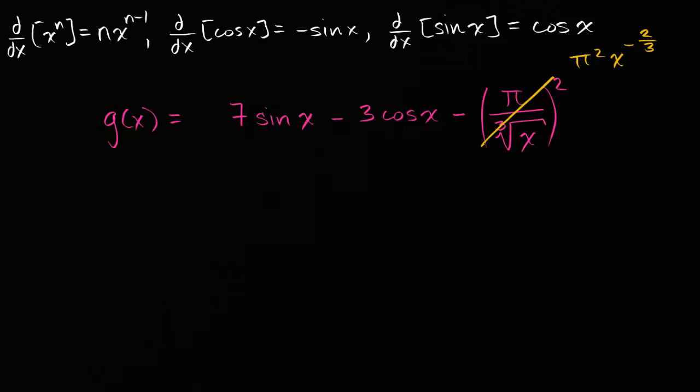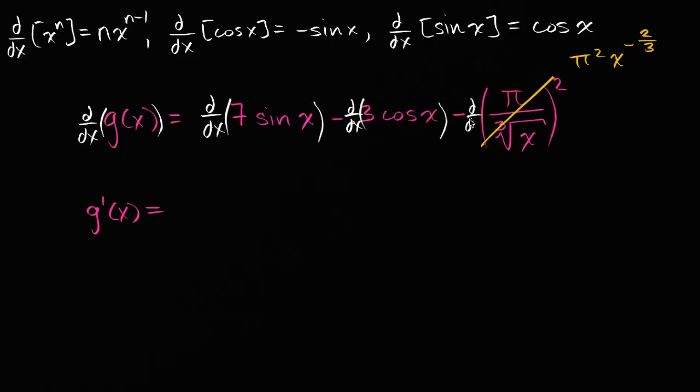We want to evaluate what g prime of x is. So g prime of x is going to be equal to, you could view it as the derivative with respect to x of 7 sine of x. Let's do the derivative operator on both sides here just to make it clear what we're doing. So we're going to apply it there, and there, and there. So this derivative is going to be 7 times the derivative of sine of x. So this is just going to be 7 times cosine of x.